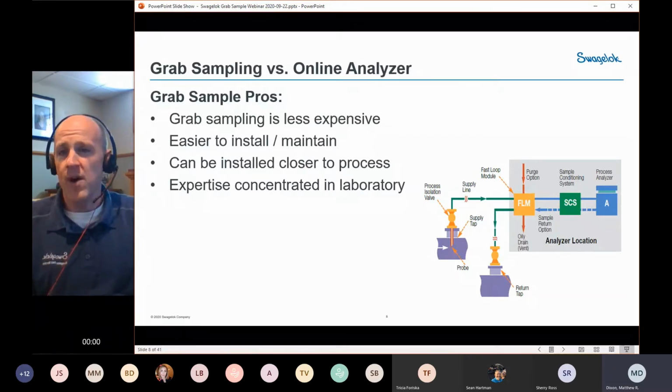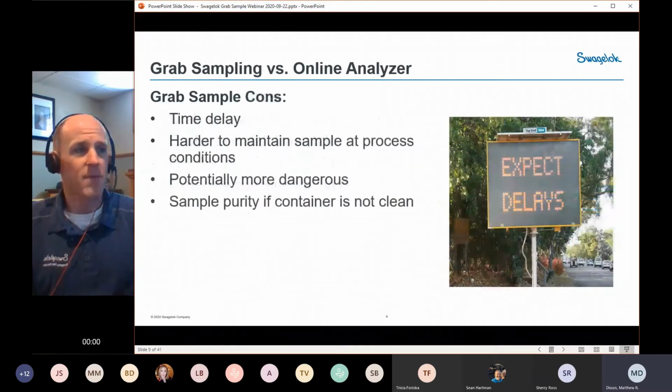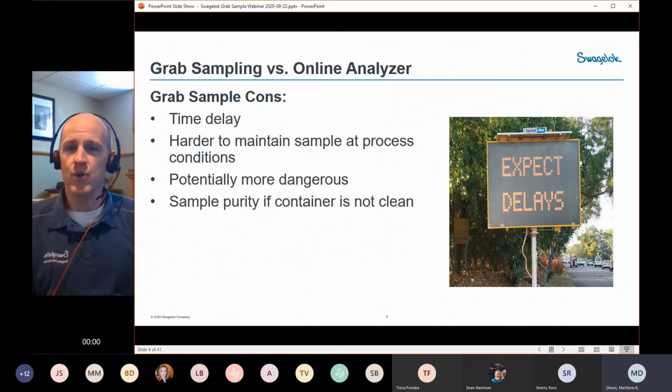Now, of course, there are some drawbacks to the grab sampling operations when compared to the online analyzers. Of course, the biggest one is time delay, right? So with an online analyzer, the gold standard is to get your sample from the process pipe to your analyzer in 1 minute. So you have at that point essentially real-time results. You can monitor what your process is doing, based on those results coming out of your analyzer, and you can make real-time process corrections if you need to.